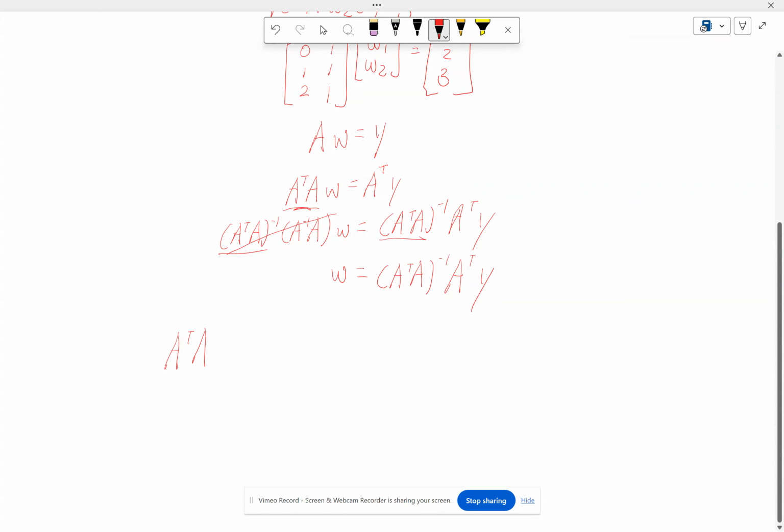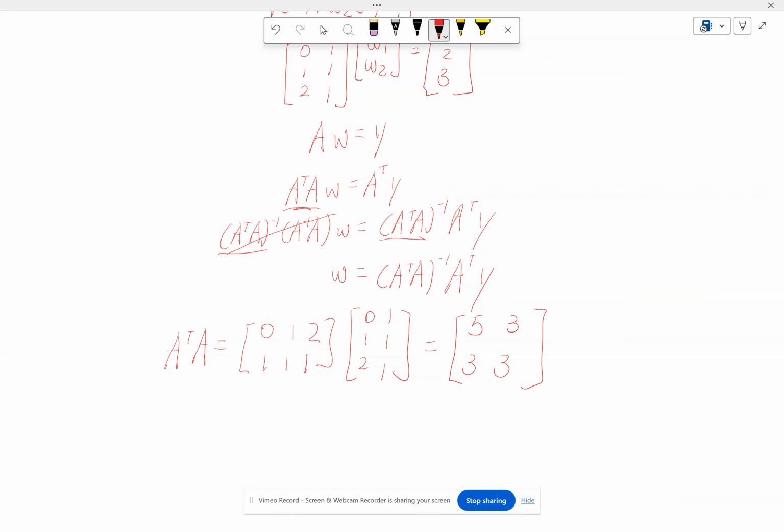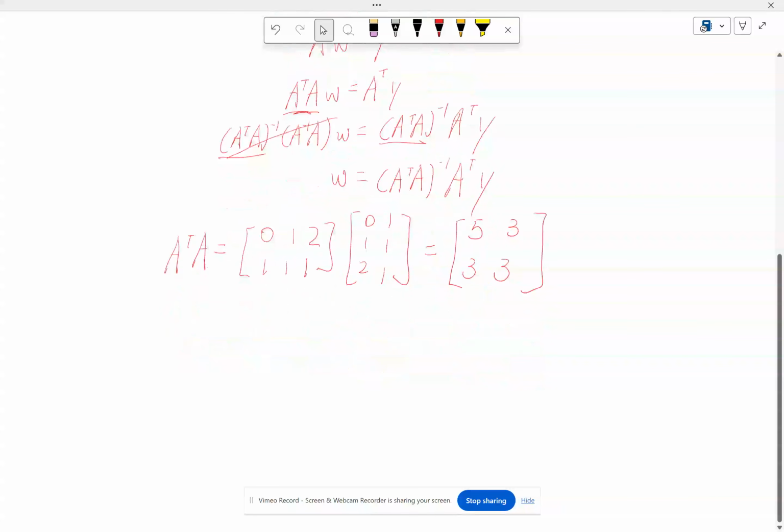A transpose A is equal to [0, 1, 2; 1, 1, 1] times [0, 1; 2, 1; 1, 1]. Let's see, 0... Nope, that's not right. This is a 5. Yeah. And this one is 3, 3, 3. Now, did I do that right? I think I did. This is 1 times 1, 4, 5, 3, 3, 3. Yes. So now we want to find the inverse.